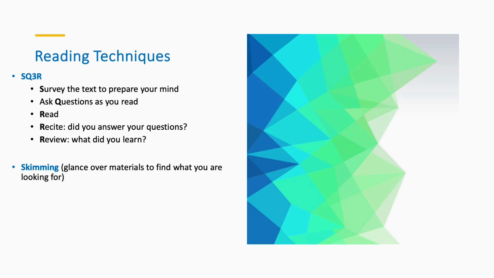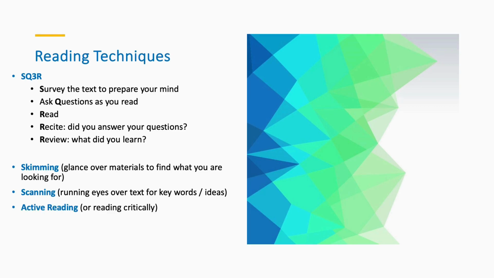Another kind of reading technique is skimming. This is kind of like the first S in SQ3R, surveying the text. This is glancing over the materials to find what you're looking for. It's a little different than scanning. So let's say I'm looking for a bolded method section. Then I would scan through the paper looking specifically for that word.